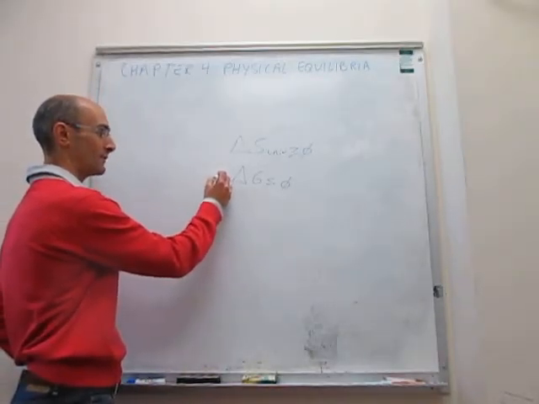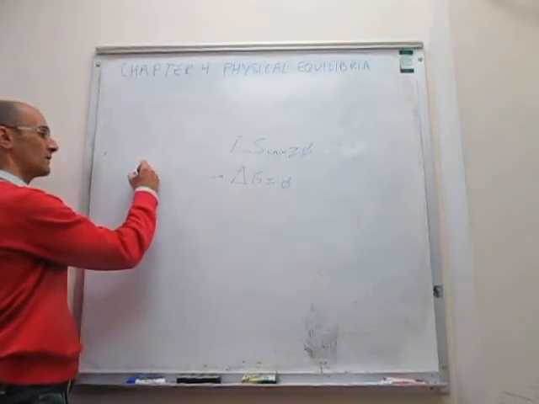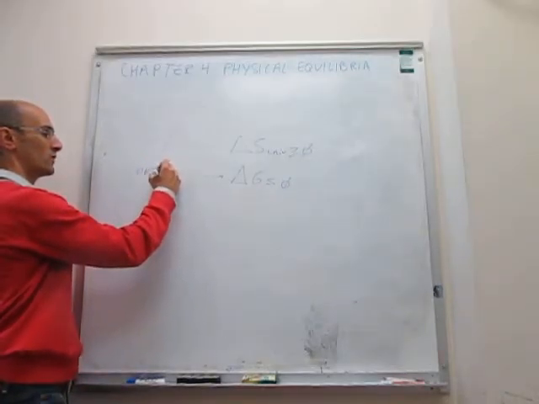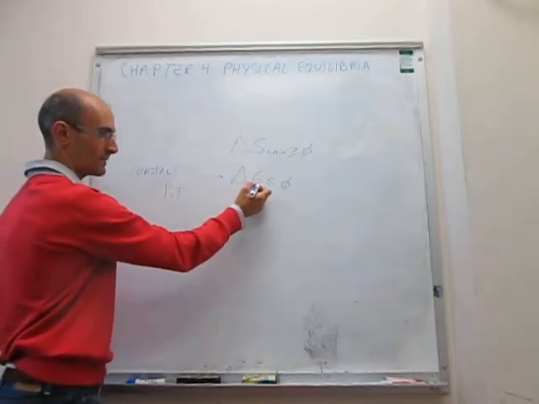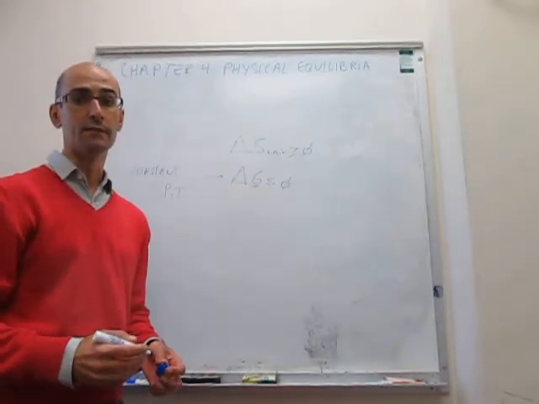The variable that we're going to be using is the Gibbs energy, again, because all phase transitions, we're going to assume that they take place at constant pressure and temperature. So it's the Gibbs energy that is going to be the focus of our study.